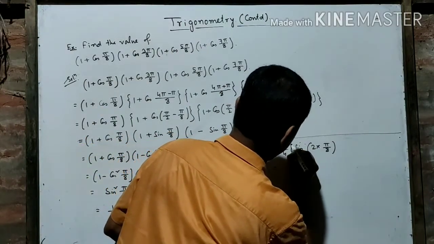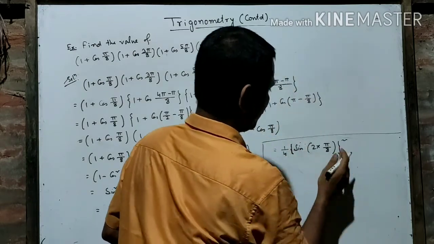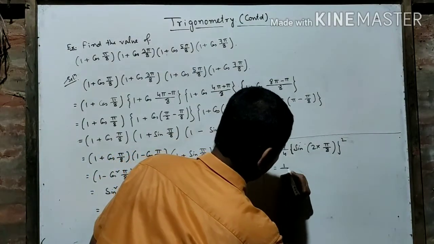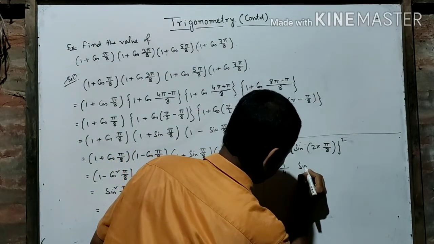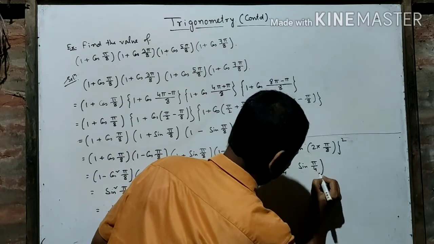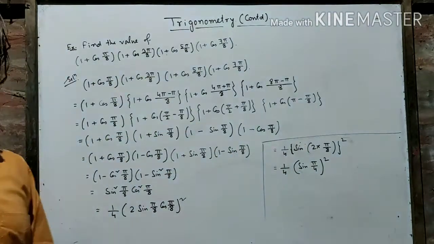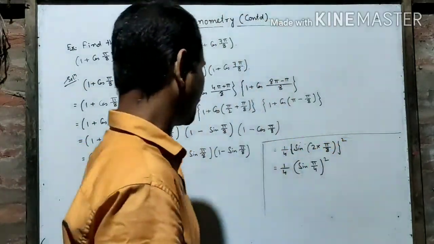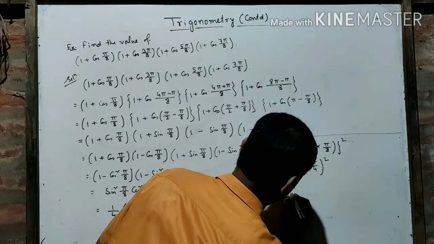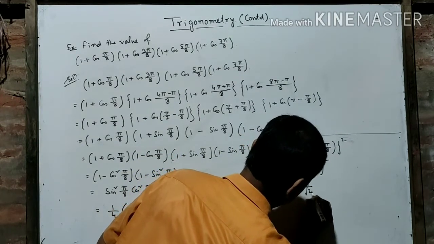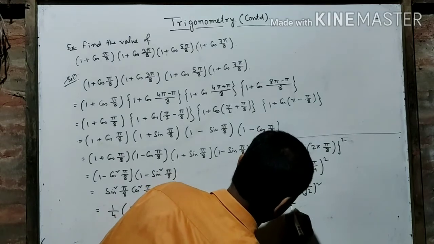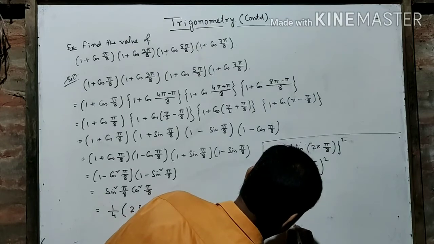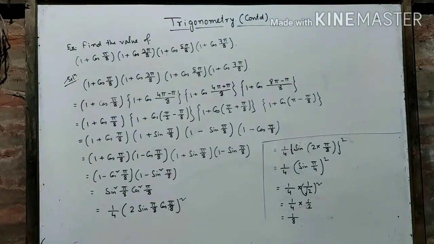Better I use this thing. That will be easy to understand. Whole square. Okay. And sin theta whole square is sin square theta is equal to 1 by 4 sin pi by 4, whole square. What is the value of sin pi by 4? Sin pi by 4 means sin 45 degree, and sin 45 degree is 1 by root 2. This is equal to 1 by 4 into 1 by root 2 whole square. This is equal to 1 by 4 into half is equal to 1 by 8. So here we find the value as 1 by 8.